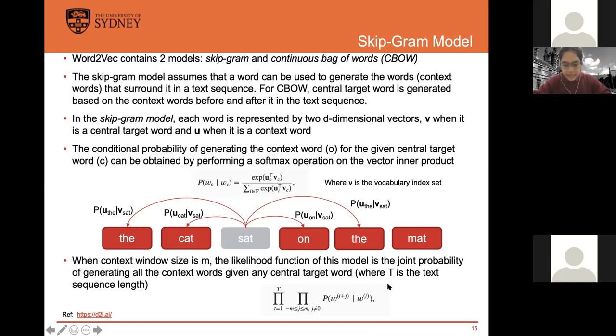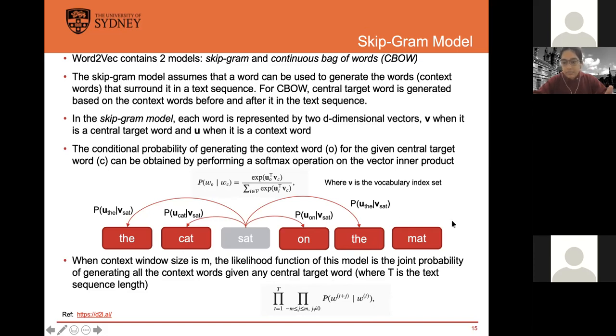So as I was saying, you can see this. This window size here, that is 2 in this example, can vary. When the context window size is m, then we have the probabilities, so we can calculate the likelihood function, the joint probability of all the context words given any central target word. So this will be our likelihood function.